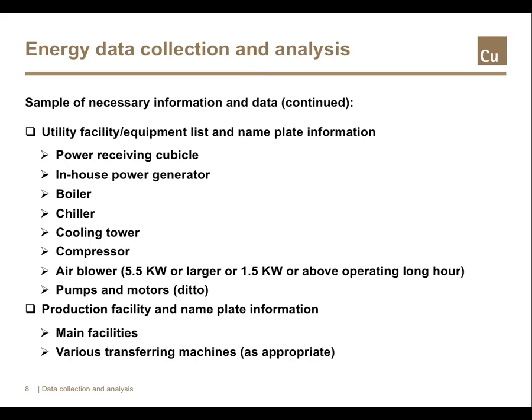Here are samples of the kinds of utility and production facilities you might collect data from. Many of these facilities would be significant energy users. Power receiving cubicles, in-house power generators, boilers, chillers, cooling towers, compressors, air blowers, pumps and motors, production facilities and nameplate information, main facilities, and various transferring machines.